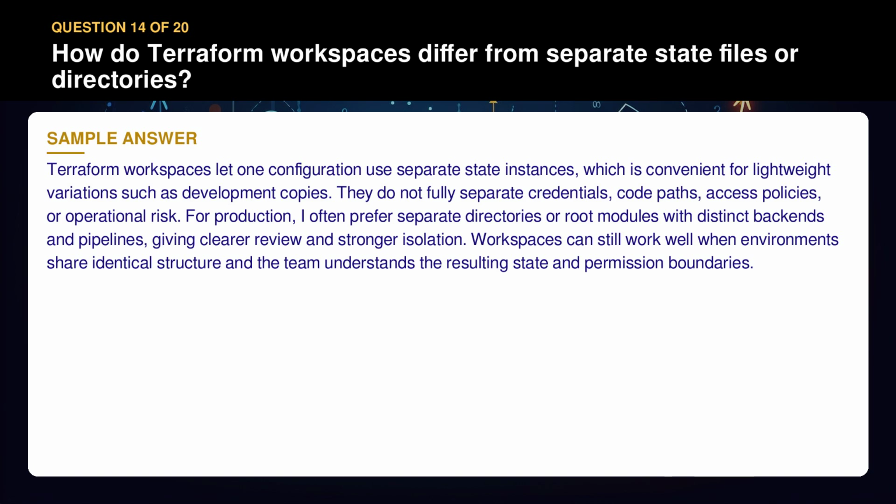Terraform workspaces let one configuration use separate state instances, which is convenient for lightweight variations such as development copies. They do not fully separate credentials, code paths, access policies, or operational risk. For production, I often prefer separate directories or root modules with distinct backends and pipelines, giving clearer review and stronger isolation.